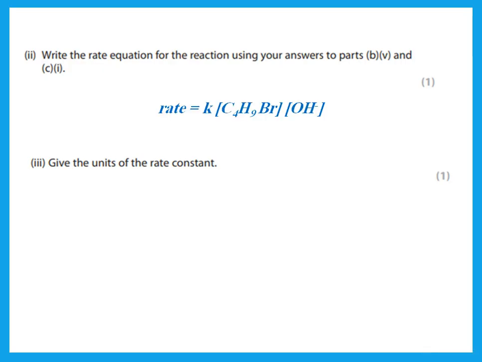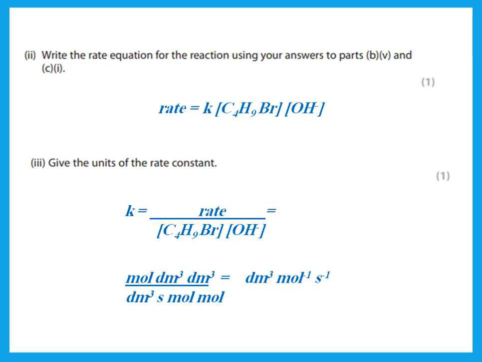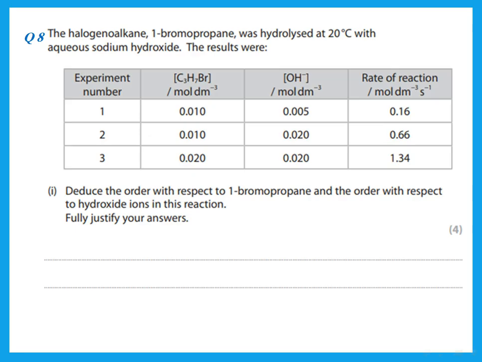Write the rate equation. So the rate equation would be first order with respect to the bromobutane and first order with respect to hydroxide. Again, to get the units, we write the equation. We write the units of each of them, rate, mole per decimeter cubed, and so on, cancel. And in this case, the unit for k is decimeter cubed, mole to the -1, seconds to the -1.